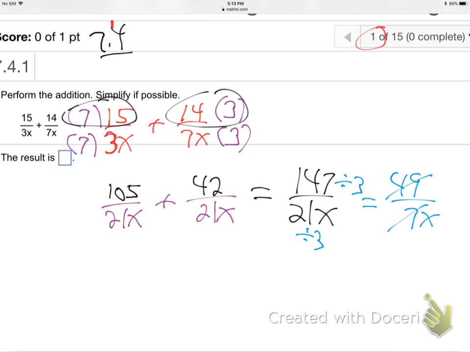7 goes into 49. I should have just divided 21 into 147 to begin with. Anyway, it's 7x. Is that right? No, be careful. The x is on the bottom, and the 7 is on the top. Because the 49 was bigger, that was on the top. So there's our answer, 7 over x.